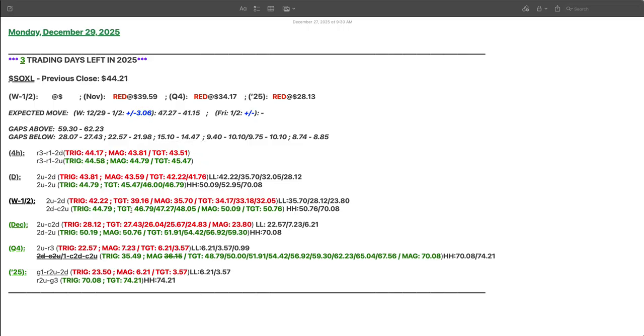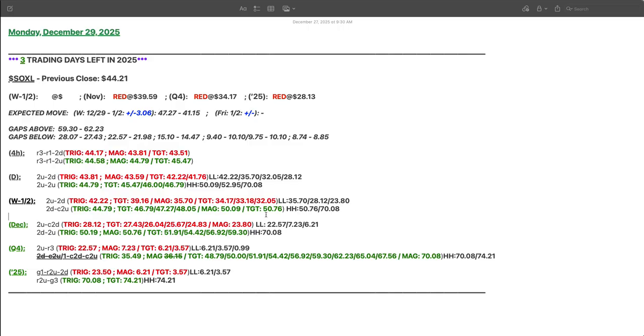So let's go ahead and make sure that we've got some intermediate targets in between the trigger and the magnitude. So we have, of course, that 46.79, but then above that 47.27, 48.05, before the ultimate magnitude of 50.09. And if we just have a ripping week and go past that 50.09, then 50.76 is going to be that next target. Again, that is the previous lower high on the month chart.